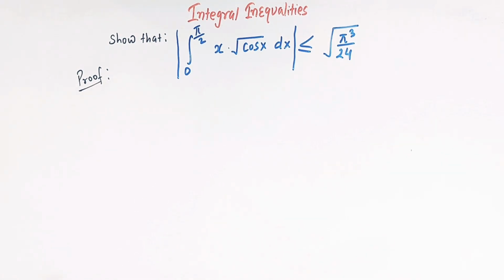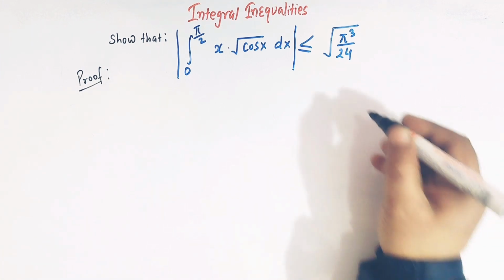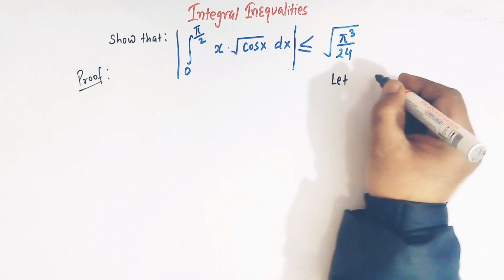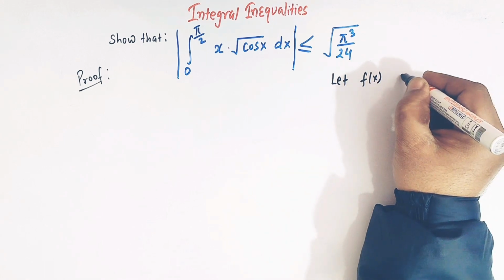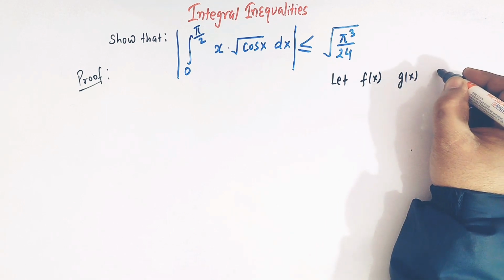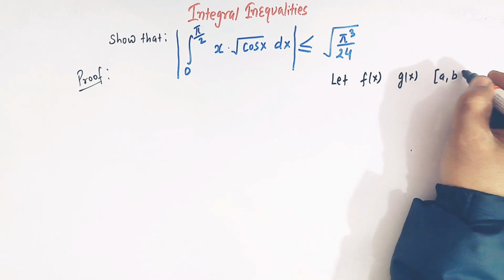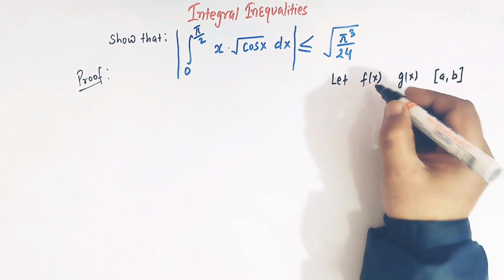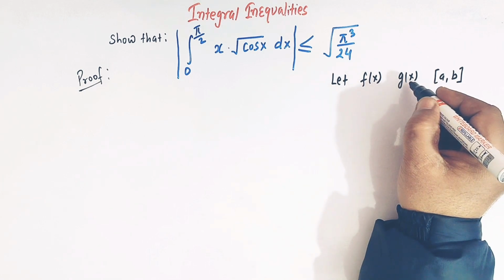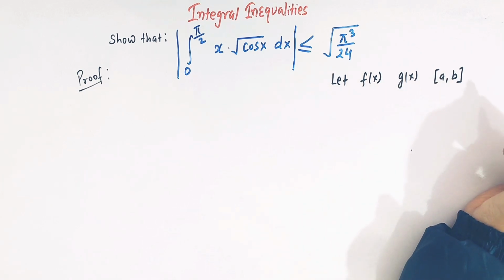So to prove this inequality, we'll make use of an important result from definite integrals, that is known as Cauchy-Schwarz inequality. Right, so let us first see the statement of Cauchy-Schwarz inequality. See, if we have say two functions f of x and g of x defined in some interval, say a comma b, right, and f of x and g of x are both integrable and continuous functions.